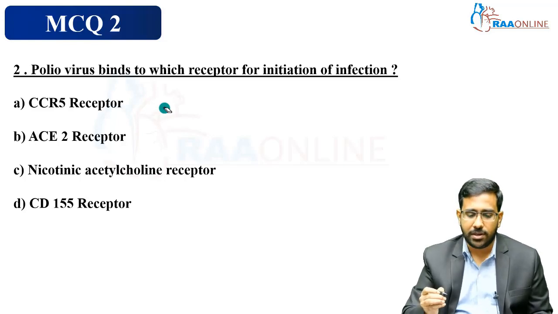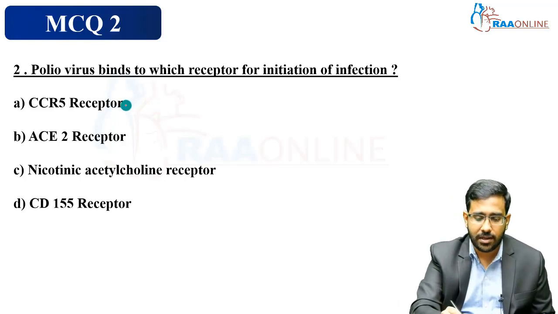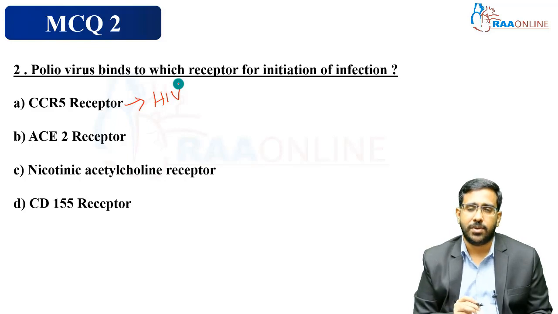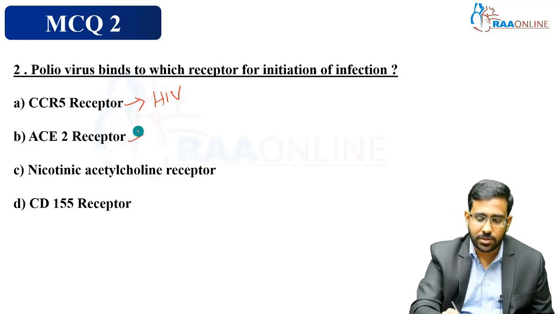You all know what the use of the CCR5 receptor is. CCR5 receptor is for HIV. And there is something called the ACE2 receptor. What is the purpose of the ACE2 receptor? What is the full form of ACE2? It is the angiotensin converting enzyme 2 receptor. It acts as a receptor for the COVID virus in the human lung. So the ACE2 receptor is for COVID-19 virus.